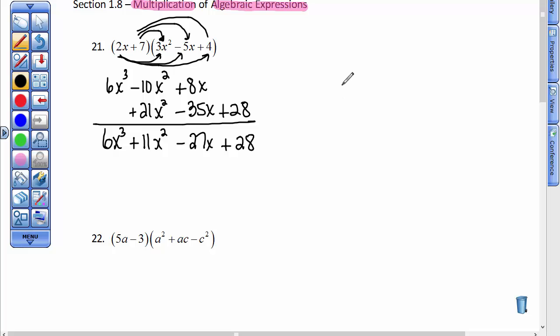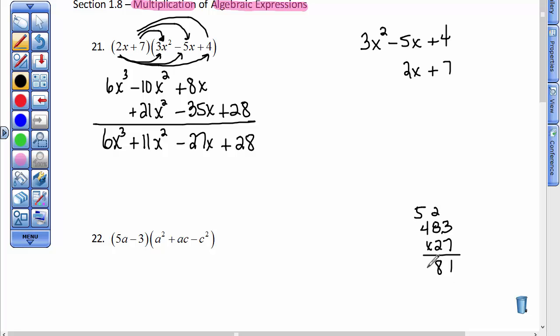I just want you to know that some people will take a polynomial, the last one, the trinomial, 3x squared minus 5x plus 4, and then multiply it by a binomial, 2x plus 7, by using a format that looks like long multiplication. This is what I mean, long multiplication. 483 times 27, 3 times 7 is 21, carry the 2. 8 times 7 is 56, plus 2 is 58, carry the 5. Let's see, 28, 33. You put a 0 here, an x, and 2 times 3, etc.